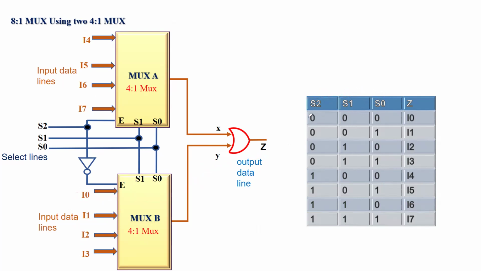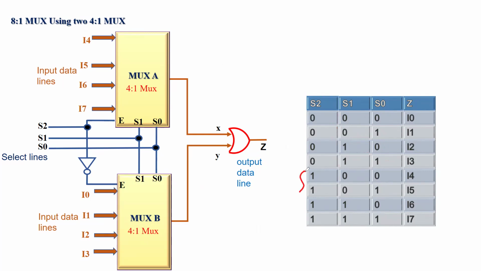Okay, so S2 here in the first case is 0, and MUX B is enabled. Now depending on S1 and S0, there will be 4 combinations: 0 0, 0 1, 1 0, and 1 1. Based on that, you get at the output I0, I1, I2, or I3, one at a time. That is the definition of the multiplexer, many into one. So which of the many gets connected to the output depends on the combination of the select lines.